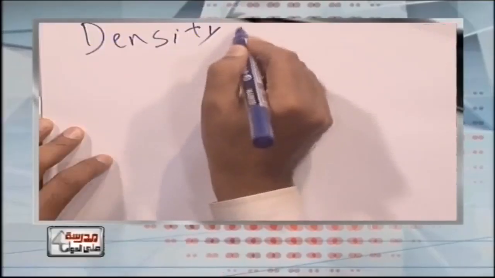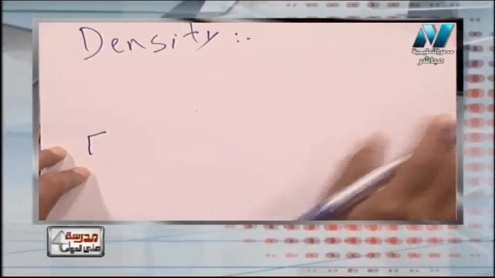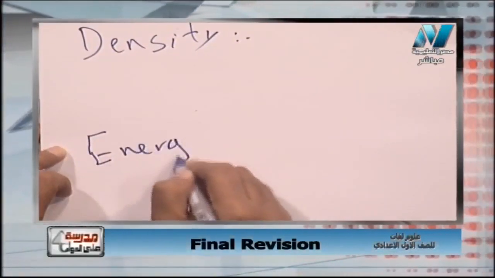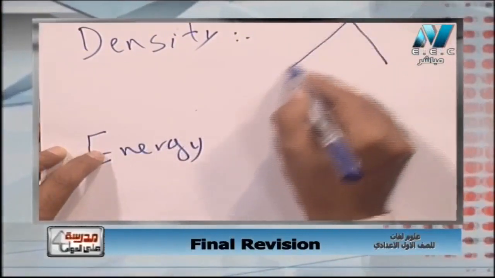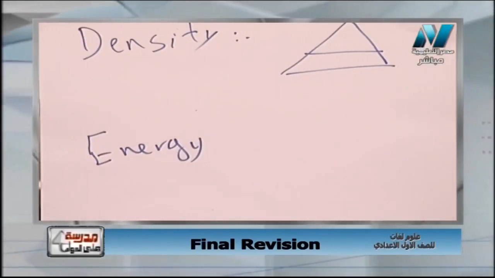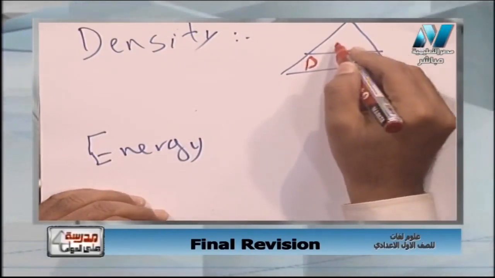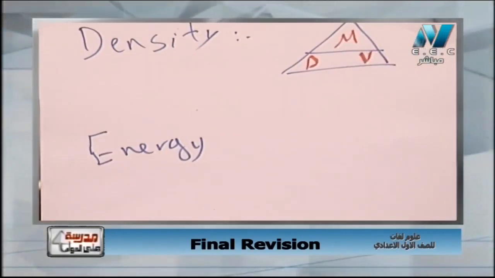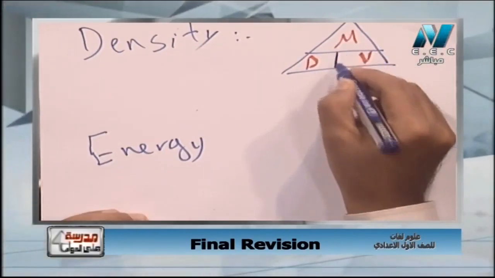Today we're going to revise problems. As we know, my dear student, we studied two types of problems this year. First, the title was density. Number 2 was energy. About density, we studied that density equals mass over volume.